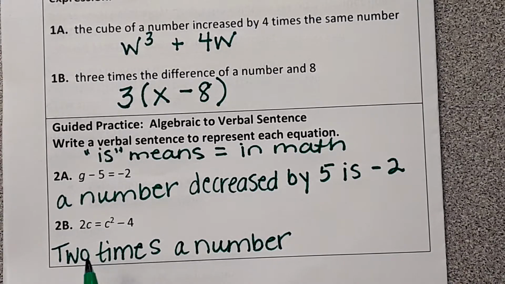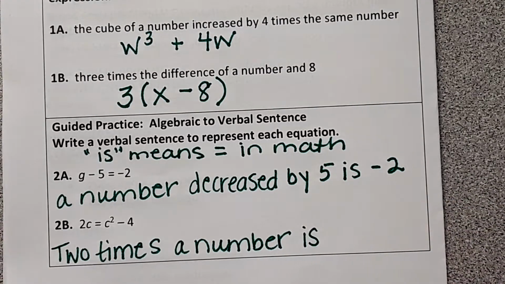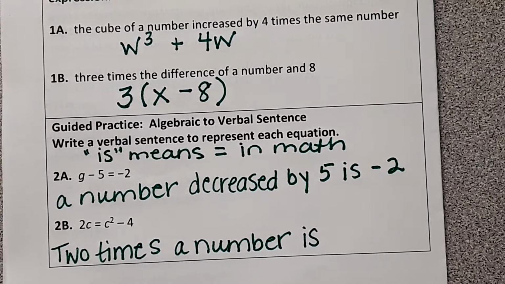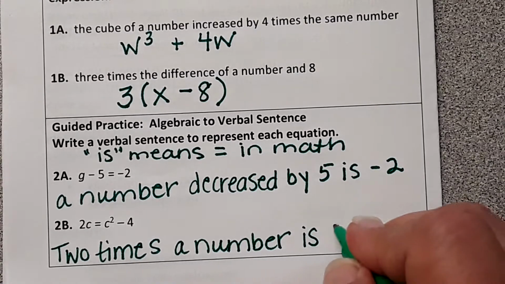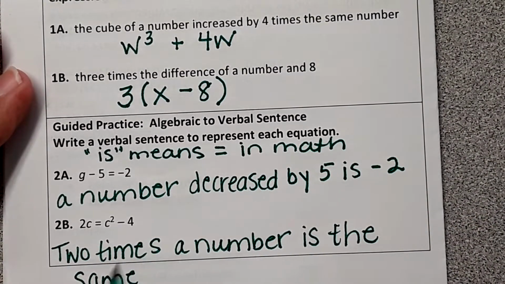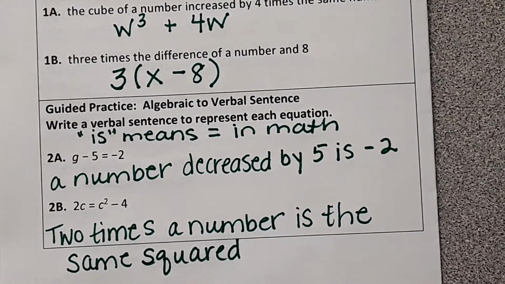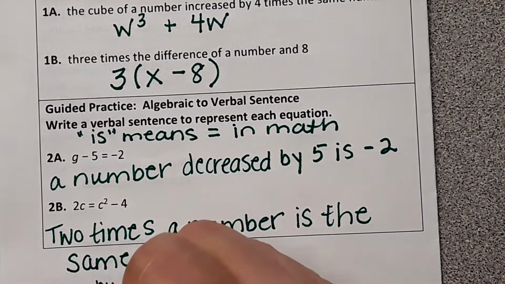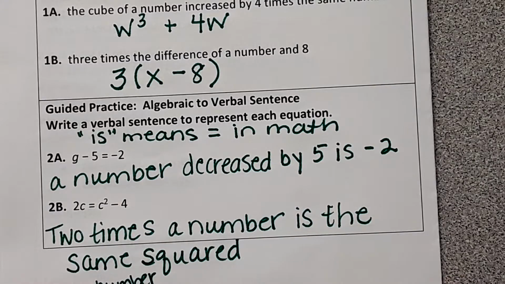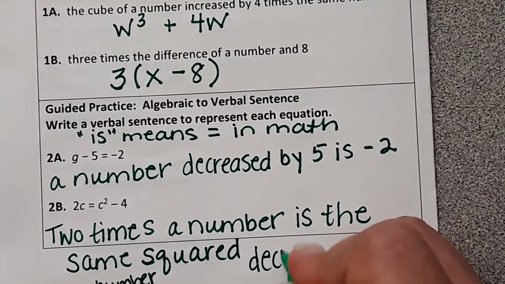And then we're going to replace equals with what? Is. Now, we use that C again. So what would we write? Yep, is the same number. Yes, I like it. The same number squared. You guys, you could say raised to the second power, but squared is the easier of the two. So 2 times a number is the same number. I've left out the word number. The same number squared, what? Decreased by 4.